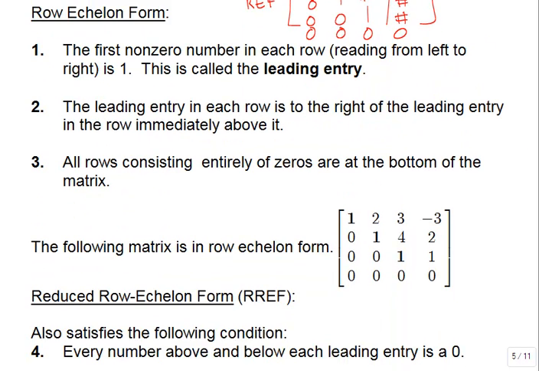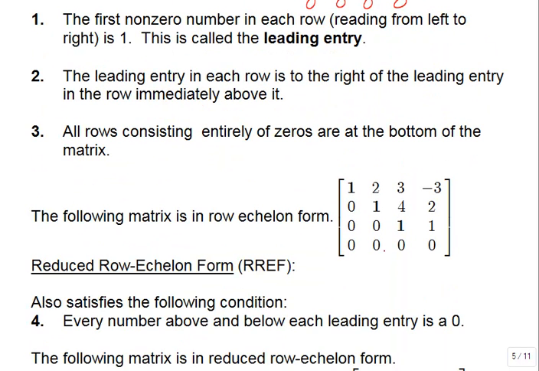So this is called row echelon form, and this would be an example of a matrix in that row echelon form. You've got your ones along your diagonal, you've got your zeros below, and then any zero rows all the way at the bottom.